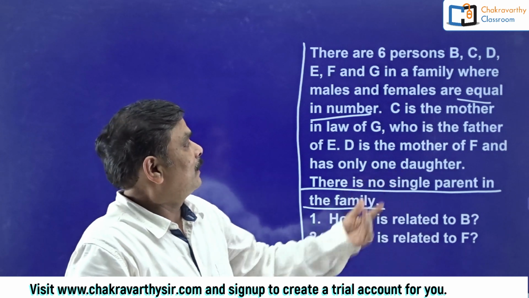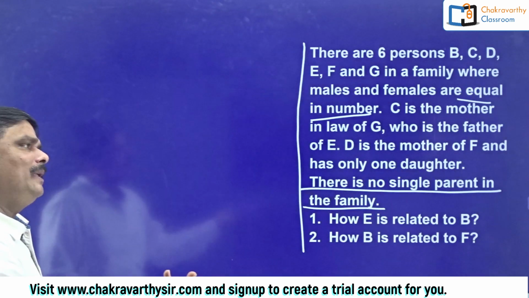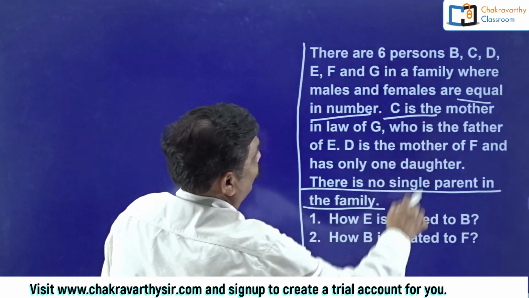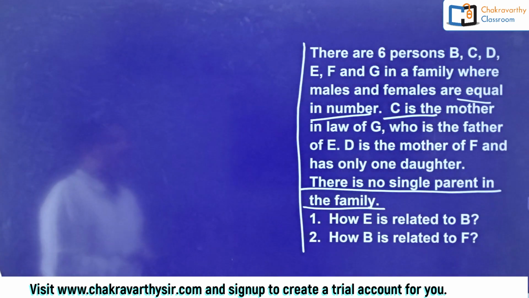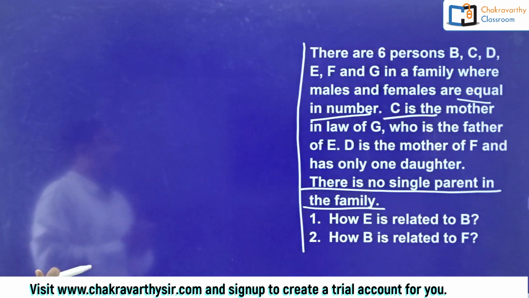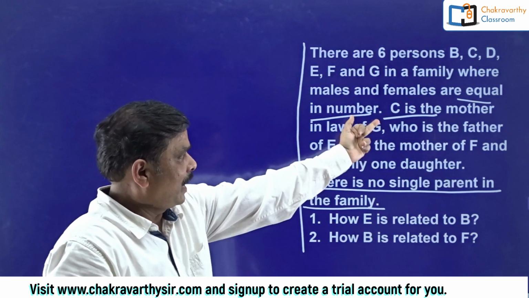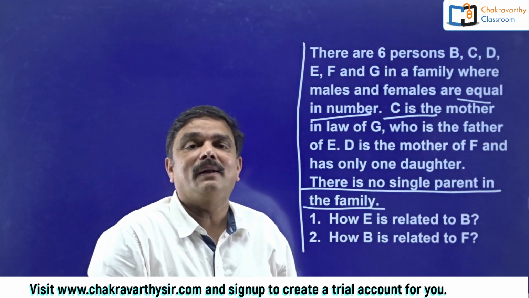Okay, let's start this one. From where shall I start? Any place, any information, whatever you want. Let's start with this one only. C is the mother-in-law of G, who is father of E. First let us depict C is mother-in-law of G. After that we go for the second part of the sentence.